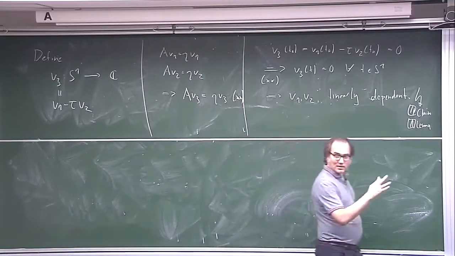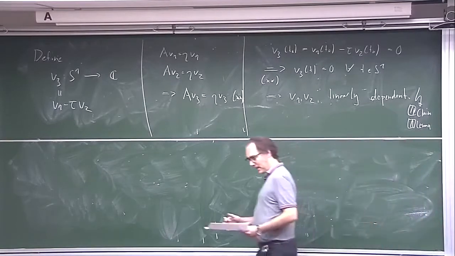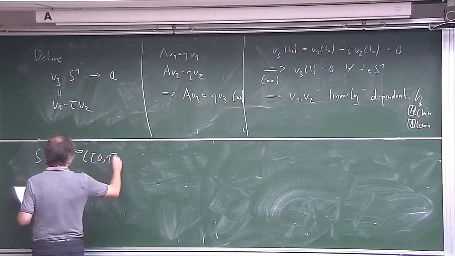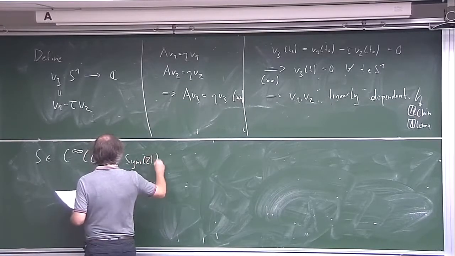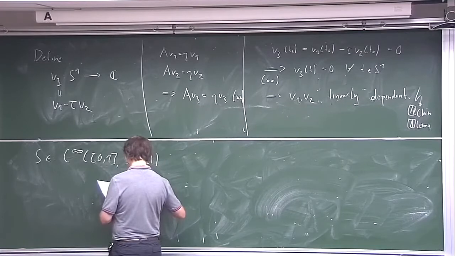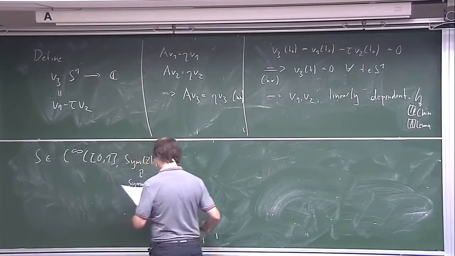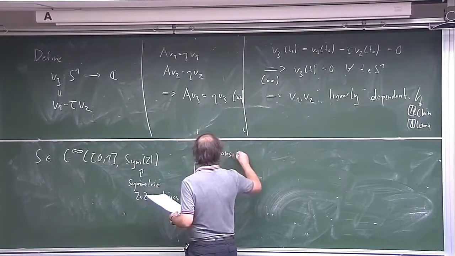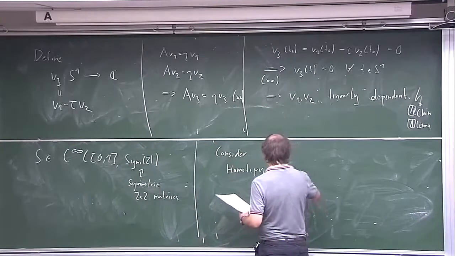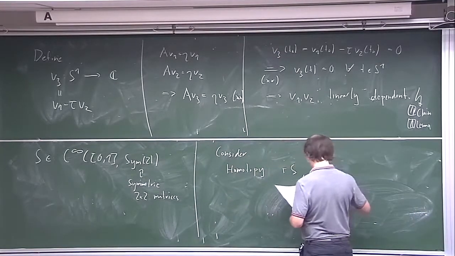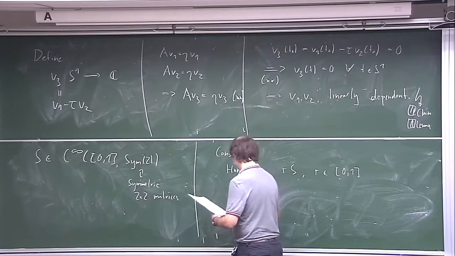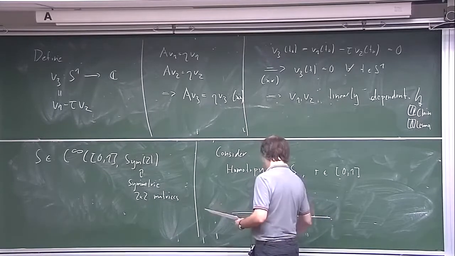Now we consider any S, but then we have a homotopy from 0 to S. So we have S, now some smooth map from [0, 1] to the symmetric 2 times 2 matrices. And we consider the homotopy rS, where r is in [0, 1].